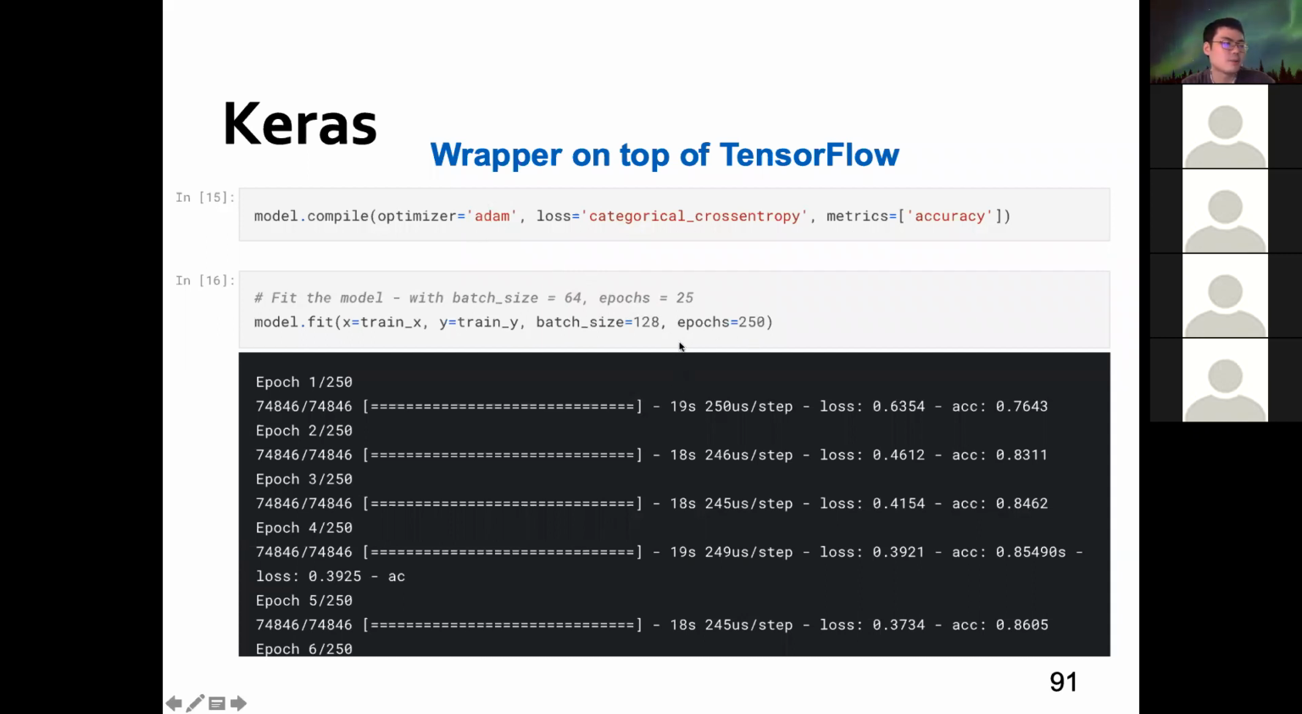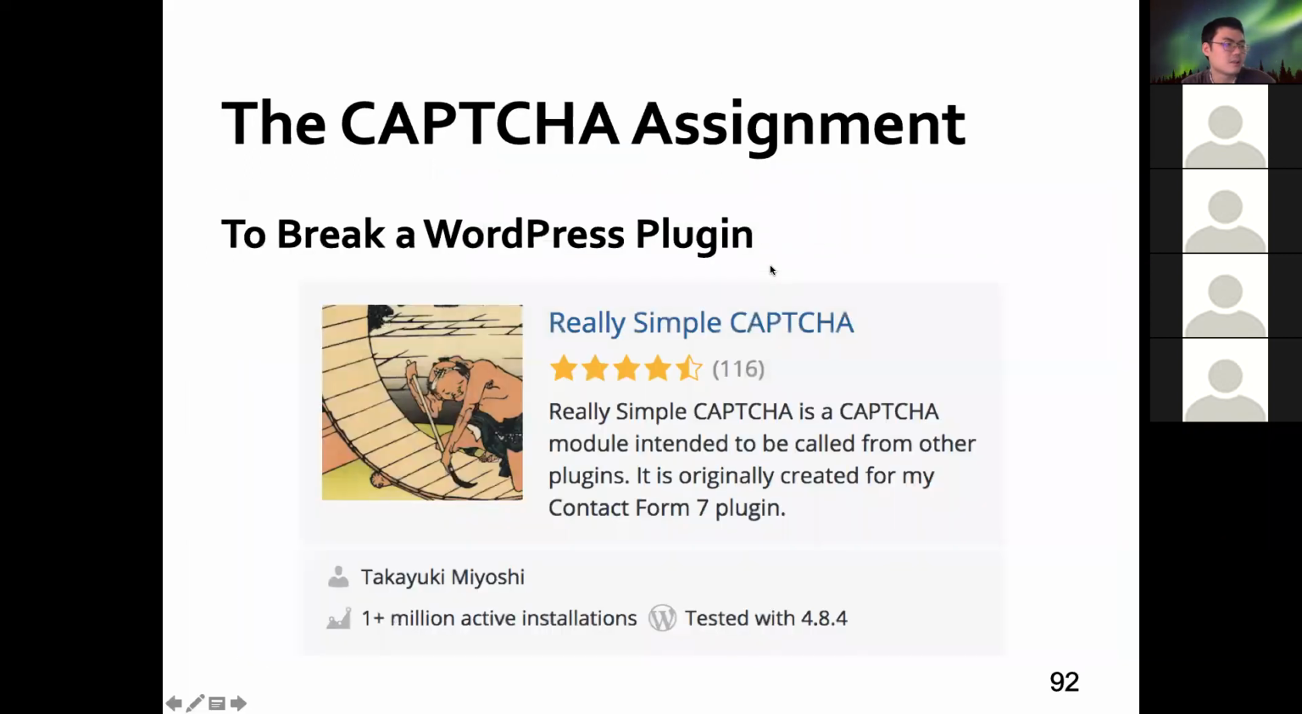And then you train for some epochs. Here, an epoch means you go through batches until you have scanned the whole data set once. That's one epoch. So it's like you scan the whole training data set 250 times. This is basically something that you need to understand.